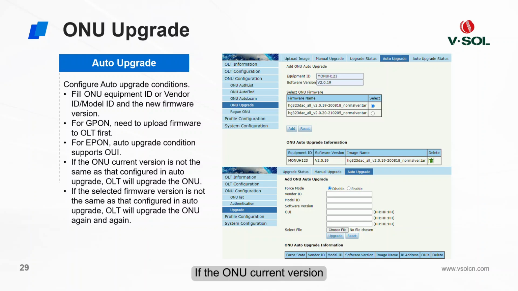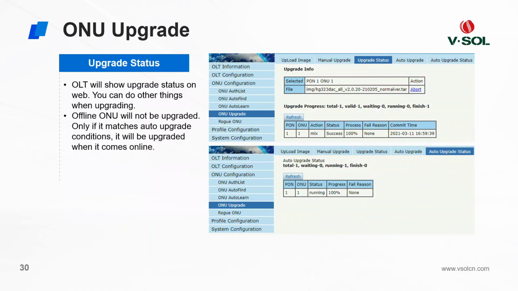If the ONU current version is not the same as that configured in auto upgrade, OLT will upgrade the ONU. Please note that if the selected firmware version is not the same as that configured in auto upgrade, OLT will upgrade the ONU again and again. OLT will show upgrade status on web. You can do other things when upgrading. Offline ONU will not be upgraded. Only if it matches auto upgrade conditions, it will be upgraded when it comes online.